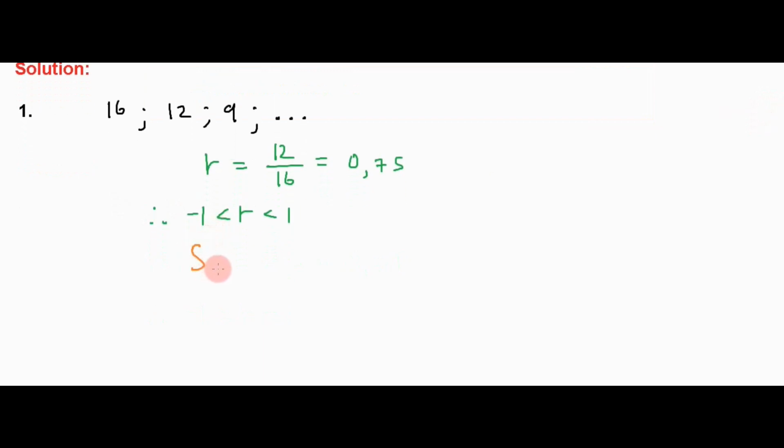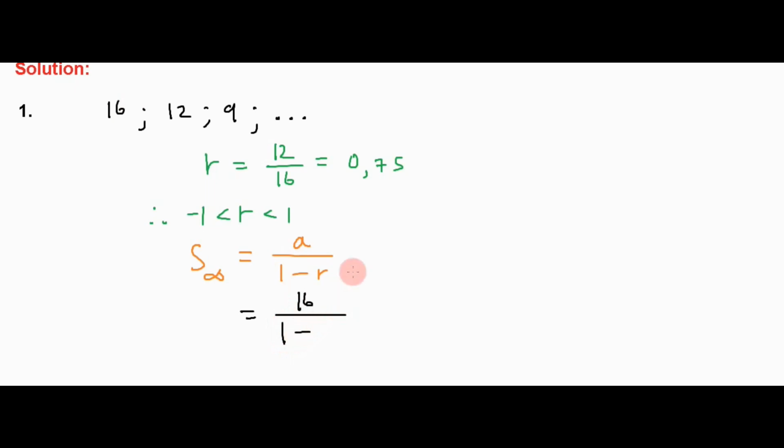So that enables us to use the sum formula for an infinite convergent series. The sum to infinity is A over 1 minus R. And we just plug in our values. A is the first term, and that's 16.